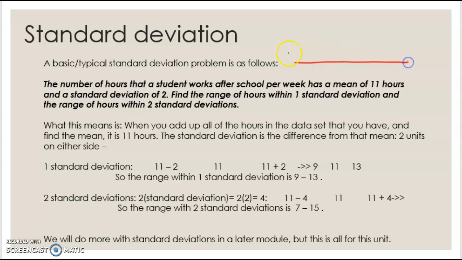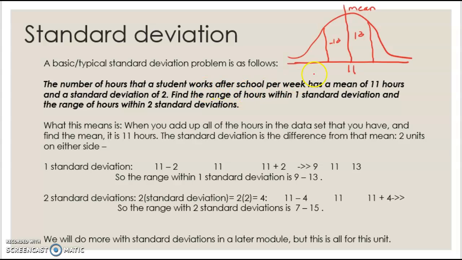Normally, you will find this on a standard deviation curve. It's also called a bell curve. Your mean is right in the middle. Pretend I can draw. There's the mean, and that would be 11 hours. One standard deviation up this way is this, and one standard deviation in this direction is like this.